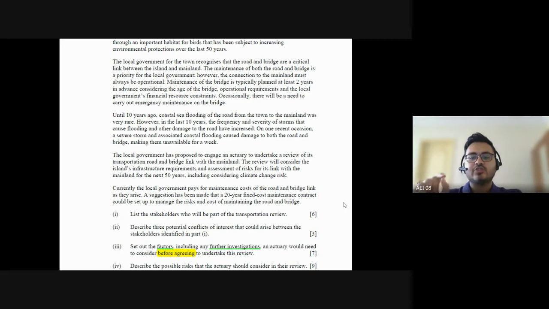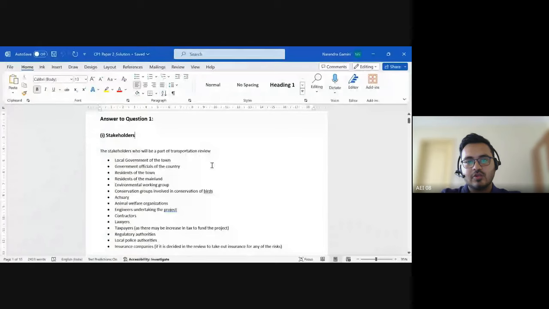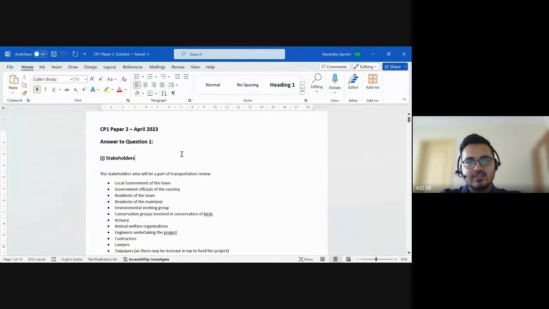With that, let me just quickly show you one of the answer scripts of an individual who had attempted this particular paper very well. I usually show it at the end, but I found that showing it towards the end doesn't really add a lot of value. So I'm going to show it to you right now. I hope you can see this right in front of you.